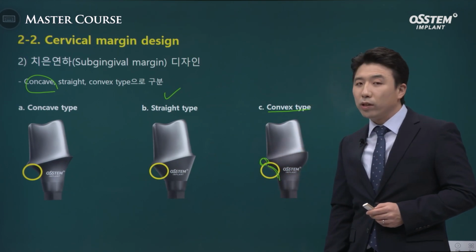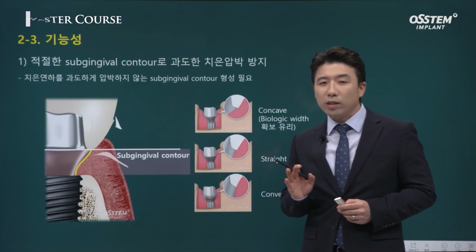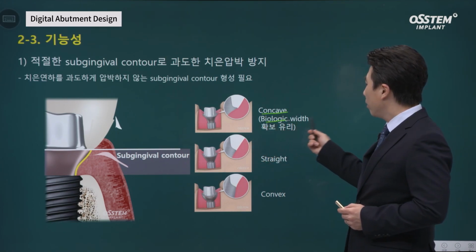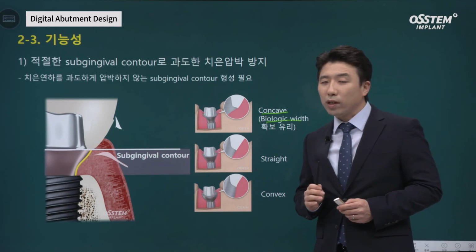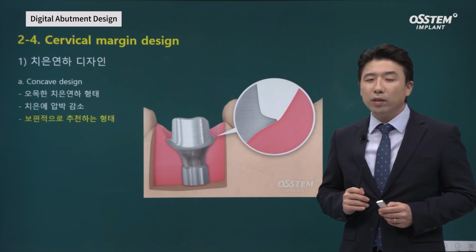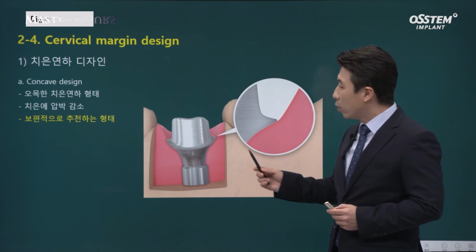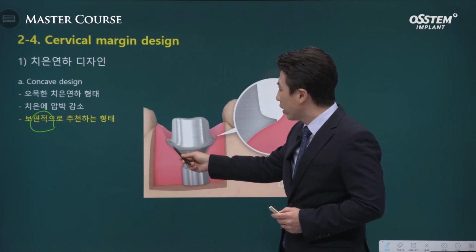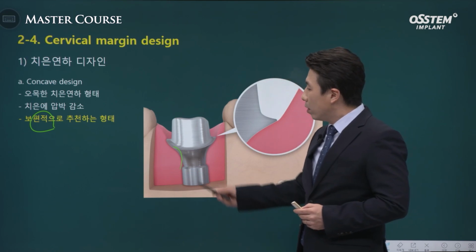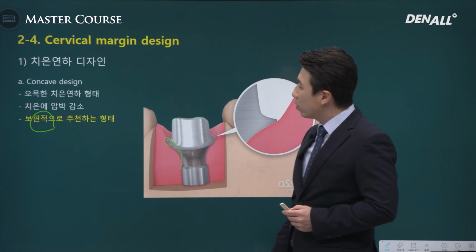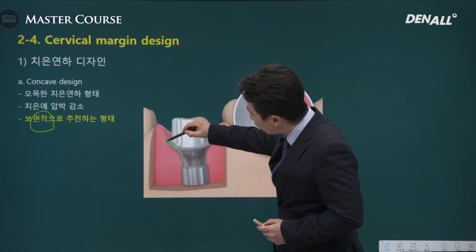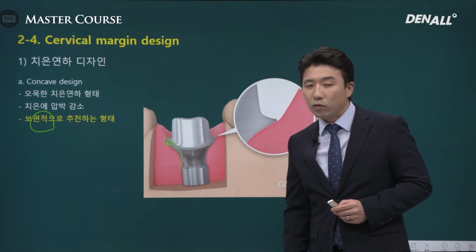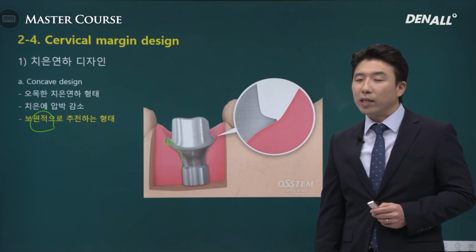Except for specific marginal gingiva and position, this is not the kind of design that is preferred. Concave design is more favorable in securing biologic width. In general, concave design is recommended. You can secure biologic width, and of course, you need to pay attention to removing cement. There is a risk of residual cement being left here, so we need to be cautious of that.